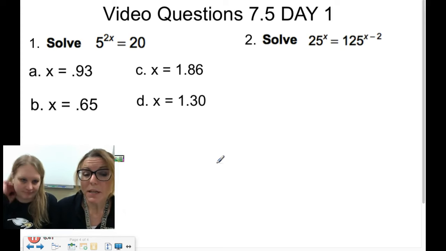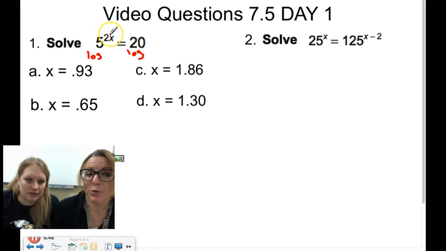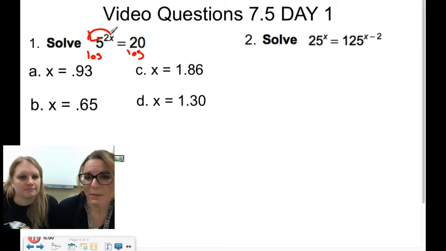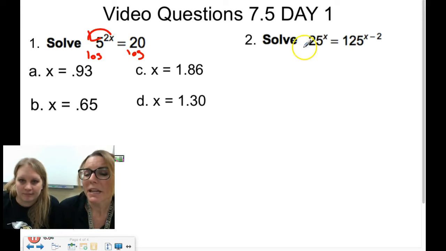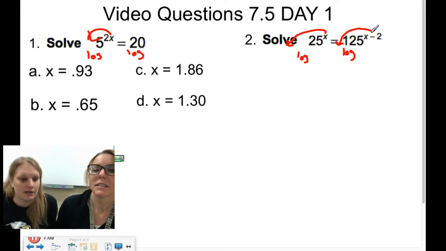Because it's an exponential equation, you must log both sides. And don't forget to use the power property, or baseball. On the second one, that one's a little more challenging. But again, it's an exponential equation, so you're going to log both sides. And that's going to come out front, baseball, and get your answer.